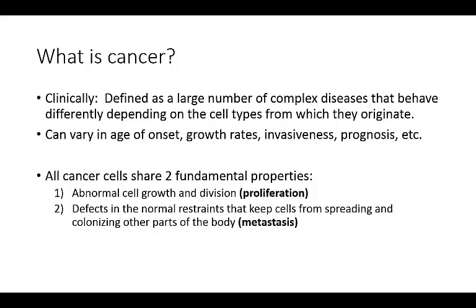However, all cancer cells are going to share two fundamental properties. The first is that they're going to have abnormal cell growth and division, or proliferation. Secondly, they will have defects in the normal restraints that keep cells from spreading and colonizing other parts of the body, or metastasis. And you can have the first without the second. You can have abnormal cell growth and division, proliferation, and this would be what you would have if you had a benign tumor. However, if it has the ability to spread to other areas of your body, it can then metastasize.